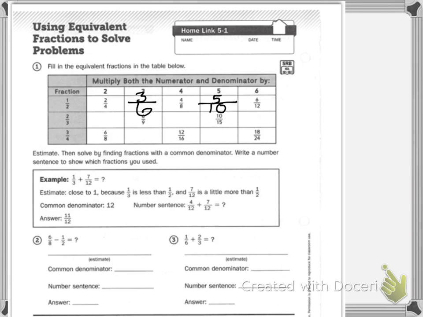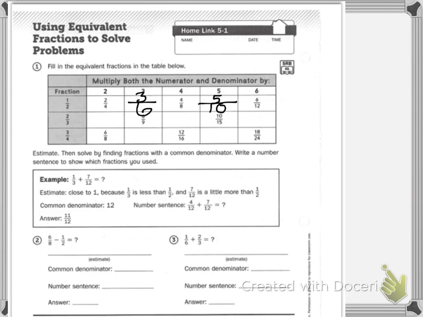Next you have estimate, then solve by finding fractions with a common denominator. Write a number sentence to show which fractions you use. Now, remember, whatever I do to the top, I do to the bottom. Whatever I do to the bottom, I do to the top. So whatever I do to the numerator, do it to the denominator, and vice versa. So, look at the example.